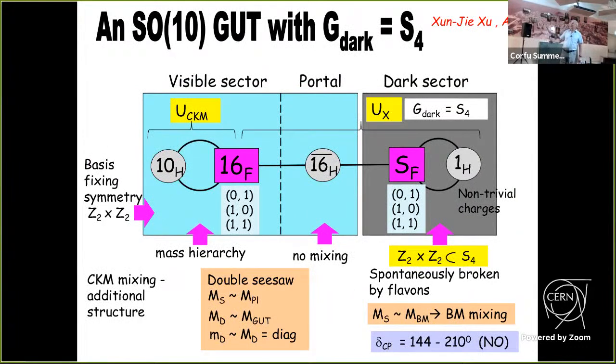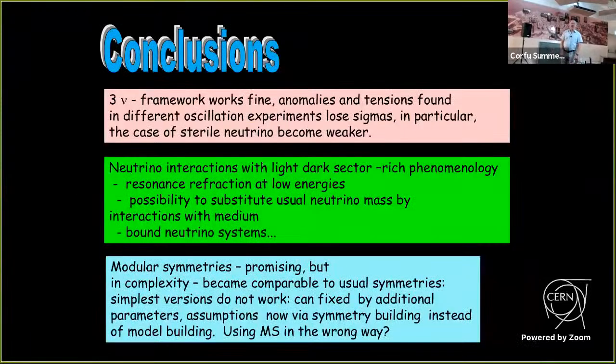We have, say, SO(10), and so we have this usual nice stuff. And we introduce a 16-plet, which provides a connection between the visible sector and the dark sector. And it is in this sector that we have, say, S4 symmetry. We have flavons here, or something else if you want. And it is this which produces bimaximal mixing. And then you can reproduce the experimental data. And this is my conclusion.